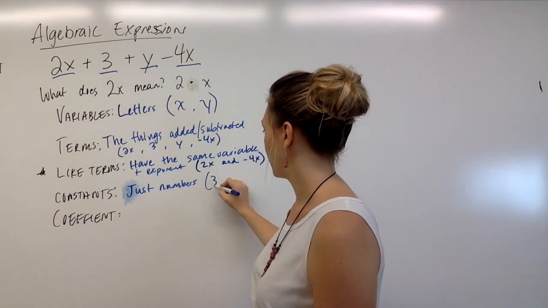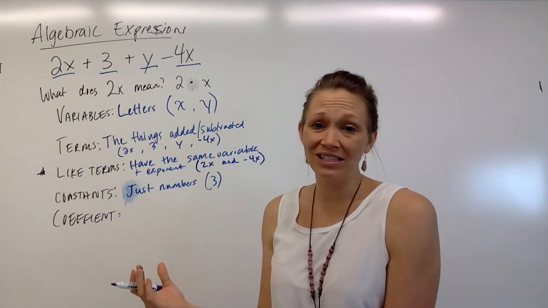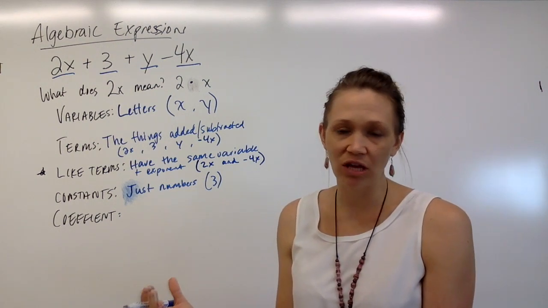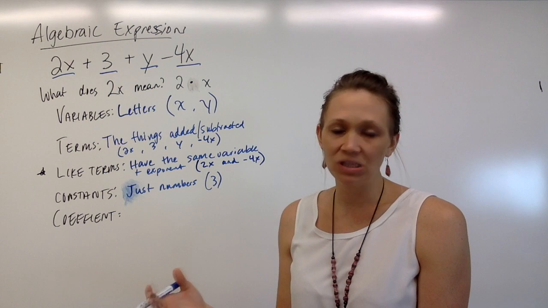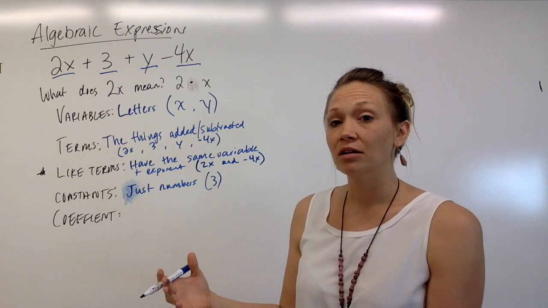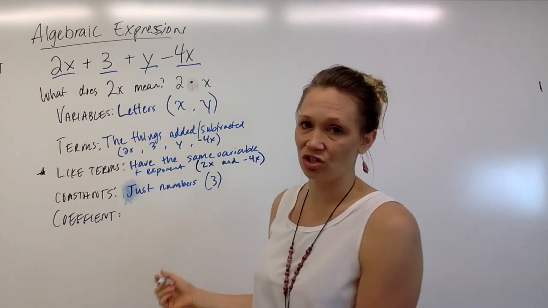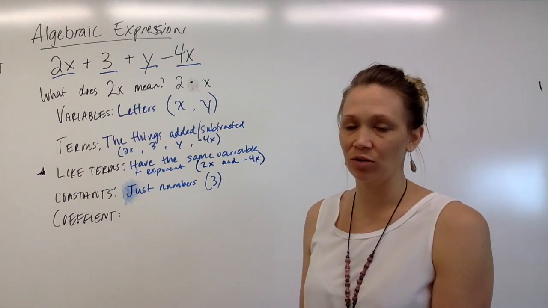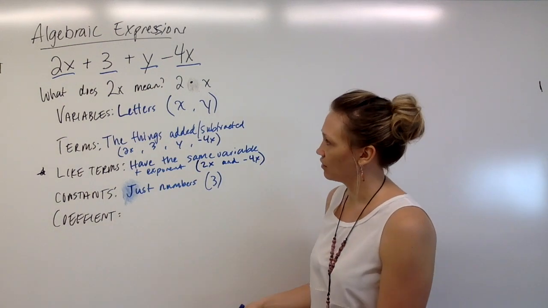Yep, 3. Okay? So constants are the thing. They're constant because they're not going to change because they don't have an x or y next to them. So once I find out what x and y are, well, it doesn't matter for the constant. It's just going to be that number. It's going to be constantly that number because it's not associated with any of the variables.